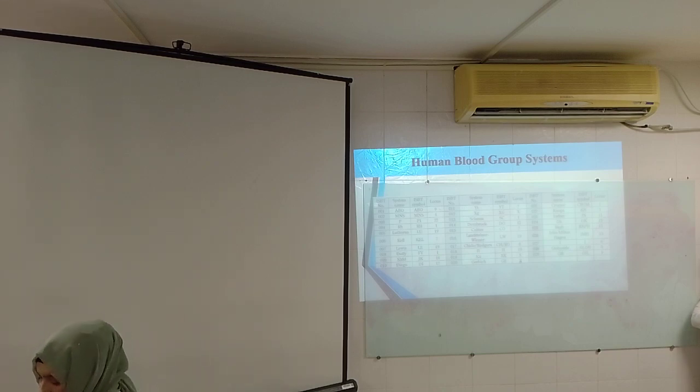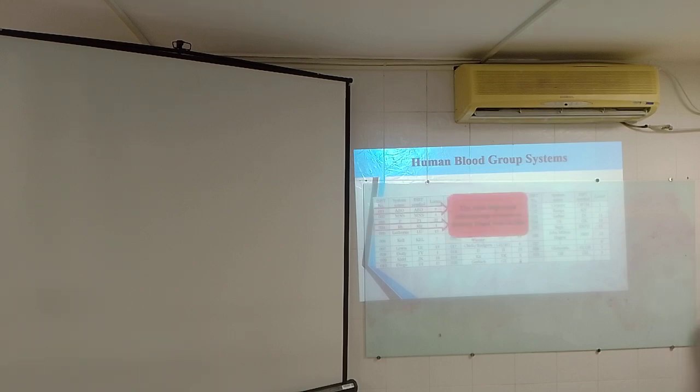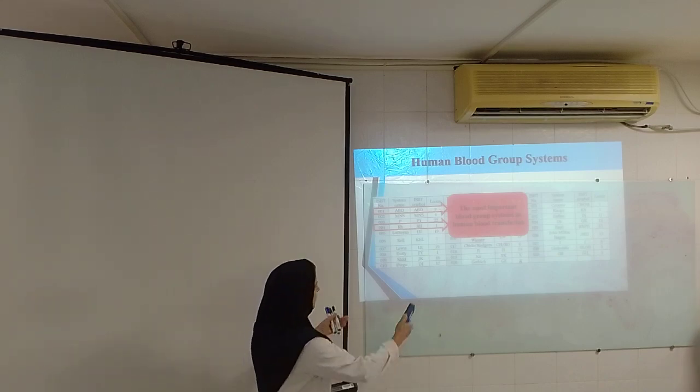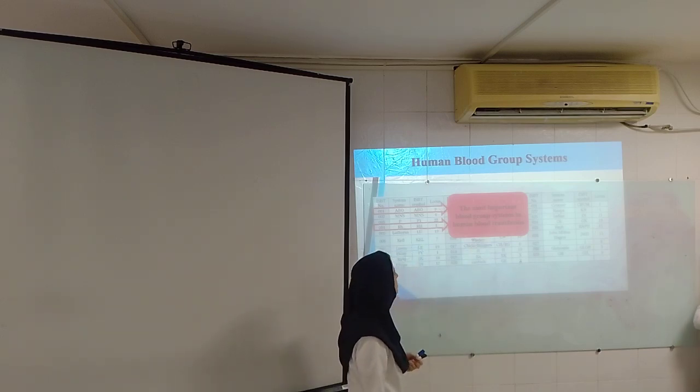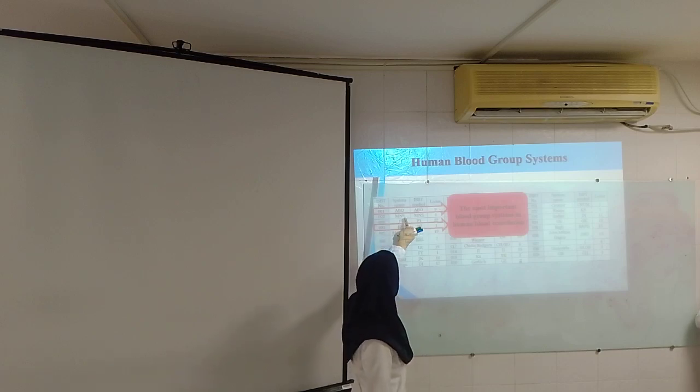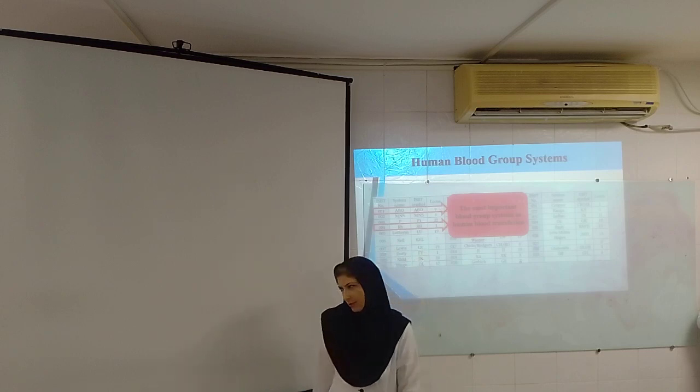Which of them is important for blood transfusion? Yes, ABO and RH. So we don't have any work with other blood group systems today. For today, because we're talking about blood transfusion, we just concentrate on the important ones, I mean ABO system and RH system.